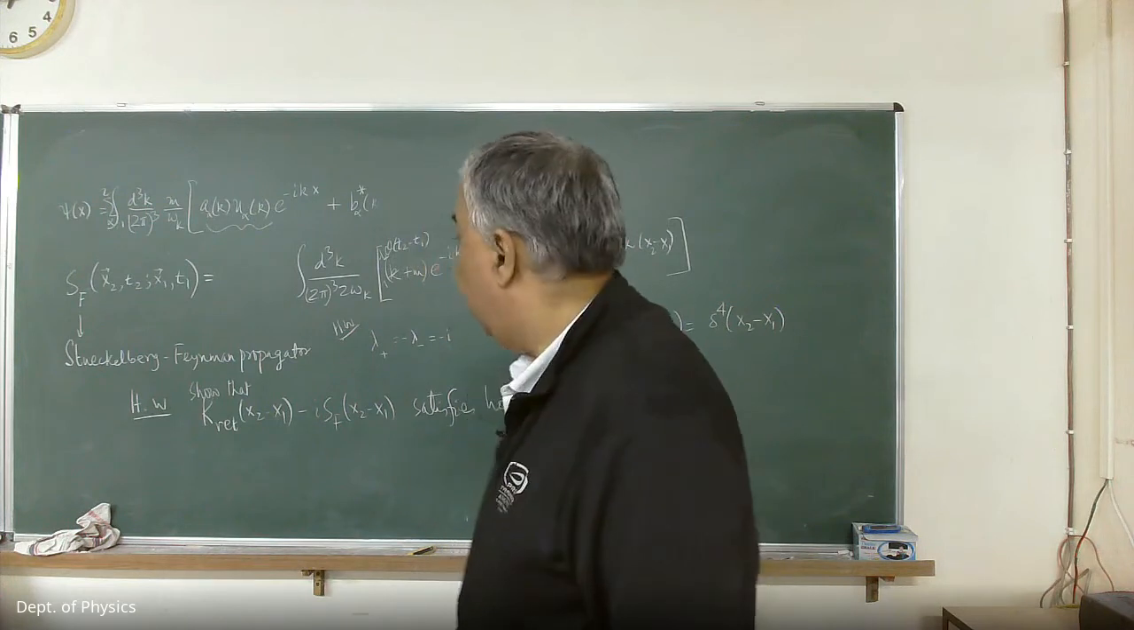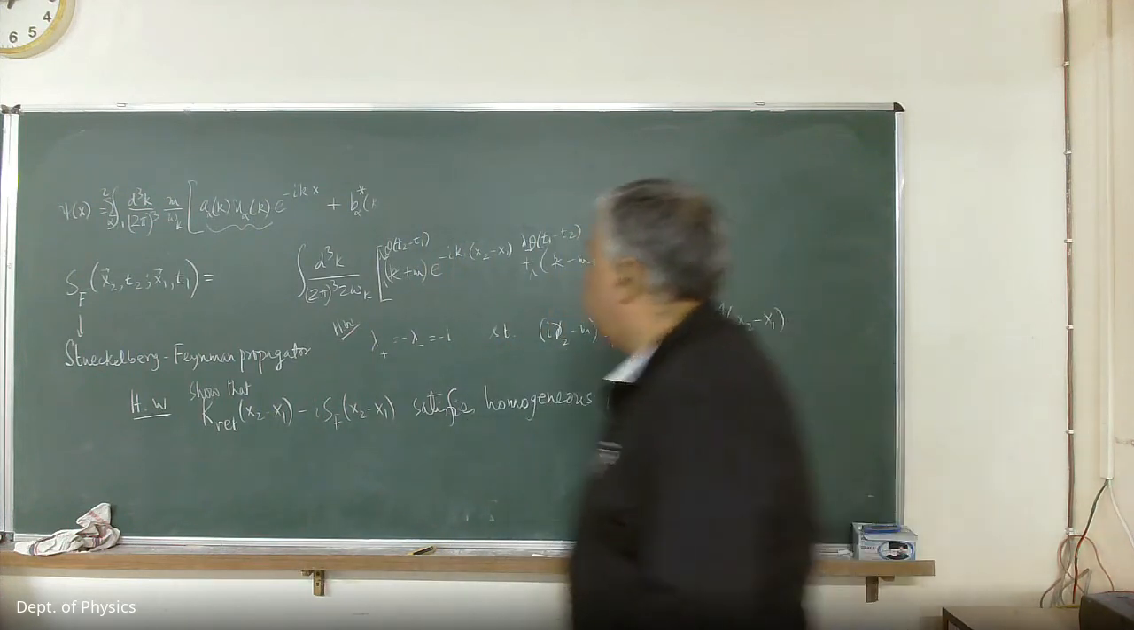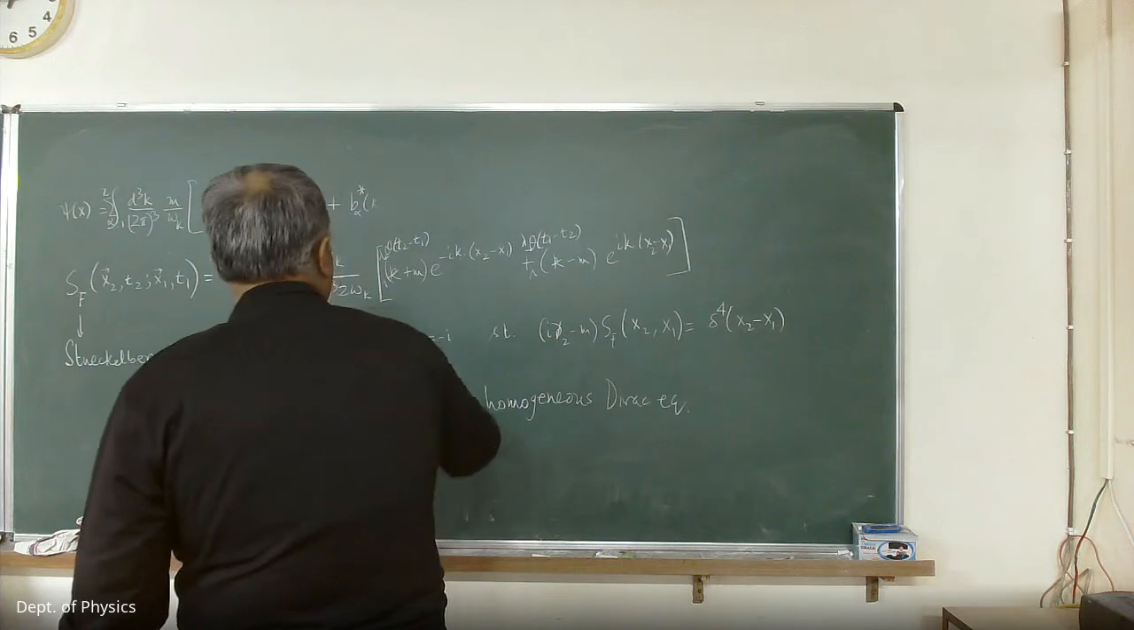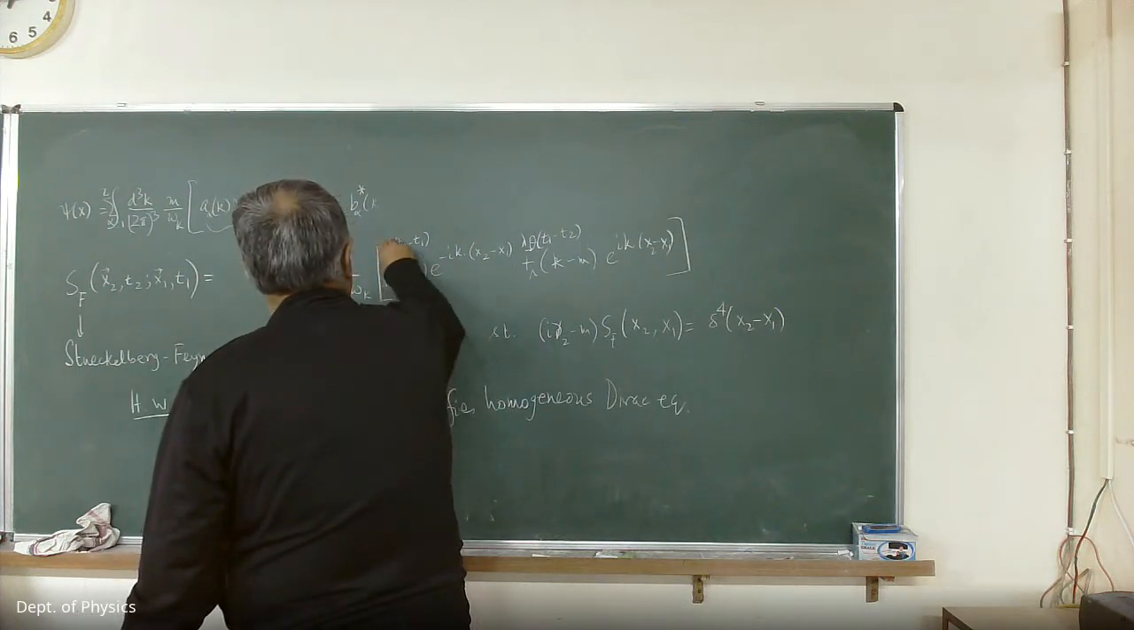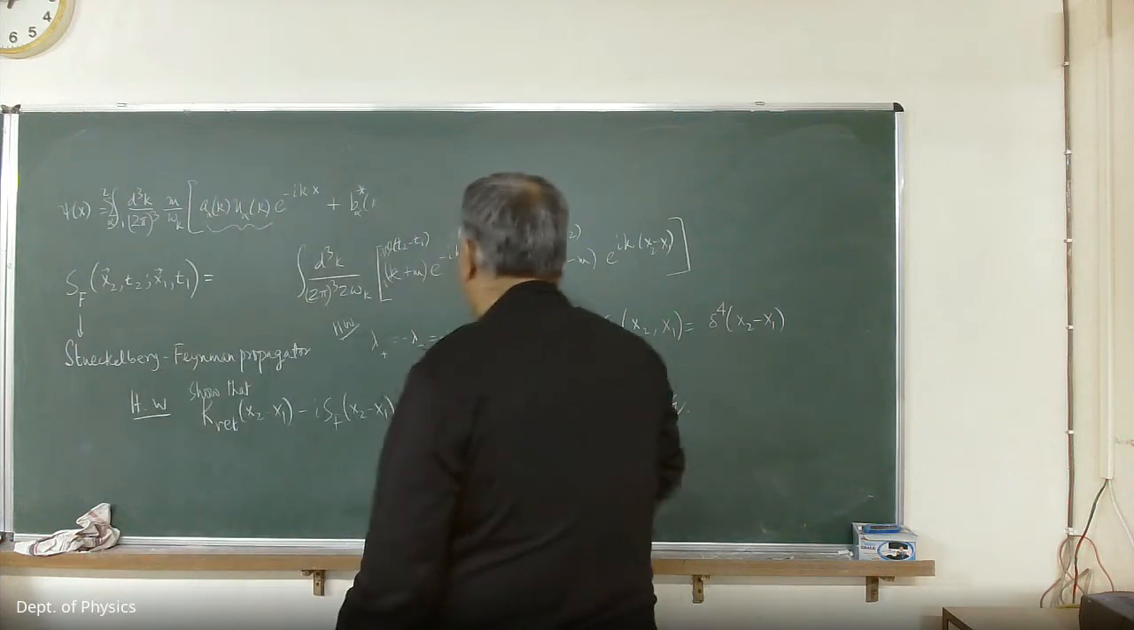Now, to proceed further, I can just write down lambda plus equal to minus i. So write minus i here, and lambda minus is equal to just i.